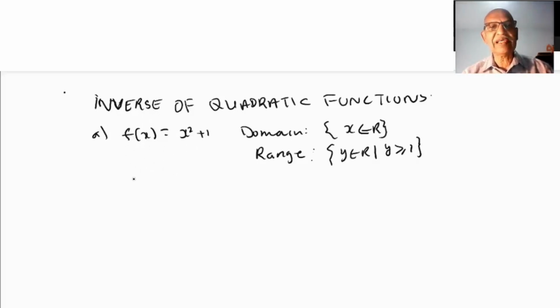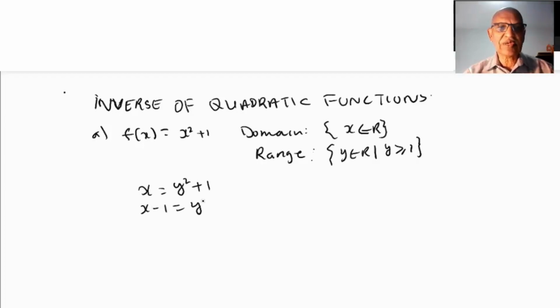f(x) is y, so instead of y I write x, and instead of x I write y squared plus 1. I always isolate y, so x minus 1 equals y squared. Therefore y equals, whenever I write the square root I write plus minus square root of x minus 1.